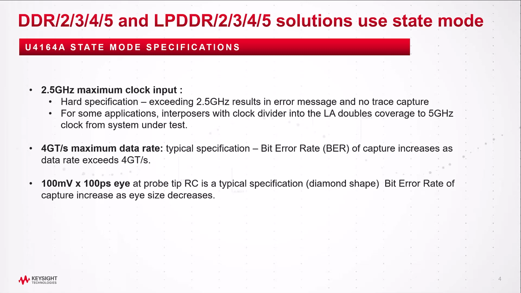The maximum specified data rate is 4 gigatransfers per second. This is a typical specification. The bit error rate of the capture will increase as the data rate exceeds the 4 gigatransfers per second. A second typical specification that will impact the bit error rate is the 100 millivolt by 100 picosecond eye at the probe tip. And this is at the RC component at the tip of the logic analysis probe. As the eye size decreases, the bit error rate will increase.